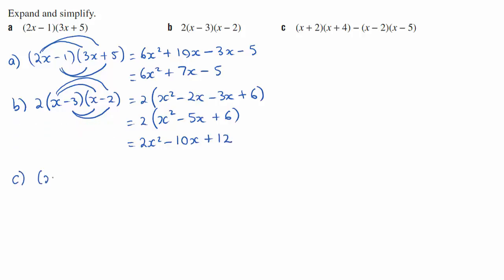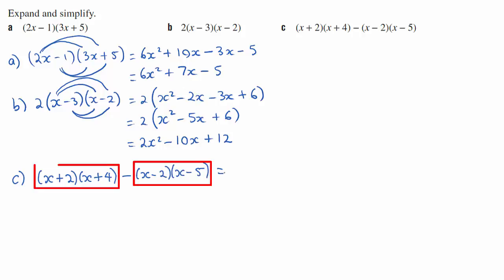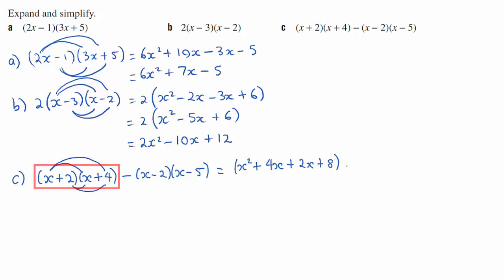In our last example, we have x plus 2 times x plus 4 minus x minus 2 times x minus 5. Well, the first thing I'm going to do is to expand each of the binomial products. So for my first one, I'm going to have x times x giving me x squared, x times 4 giving me 4x, and then 2 times x giving me 2x, and 2 times 4 giving me 8.